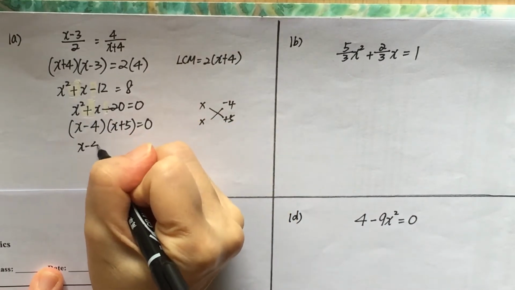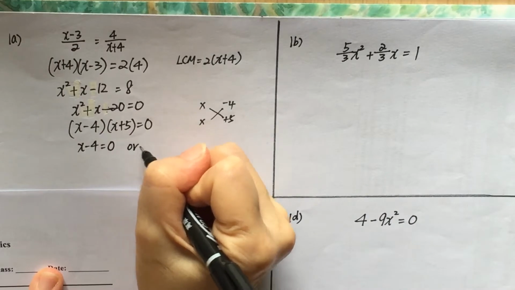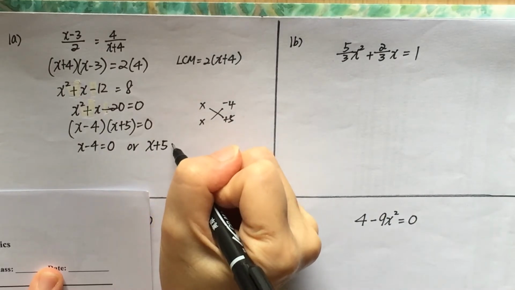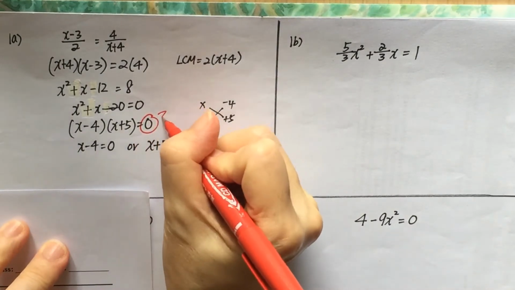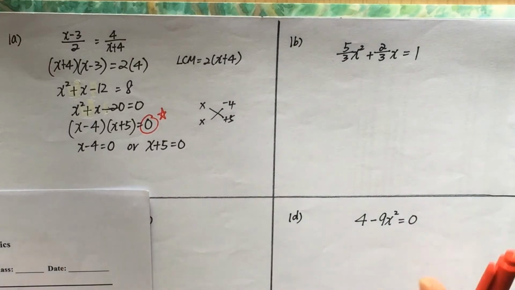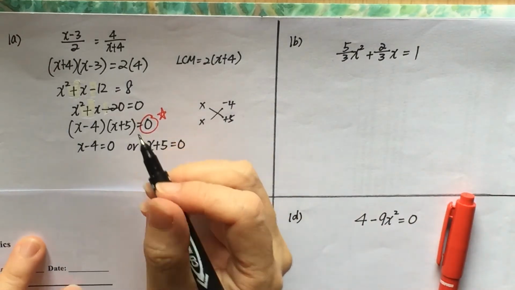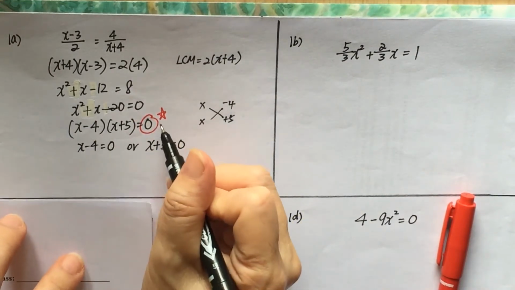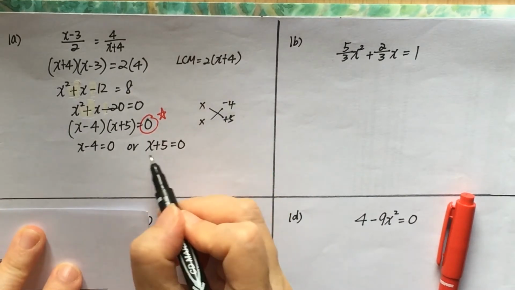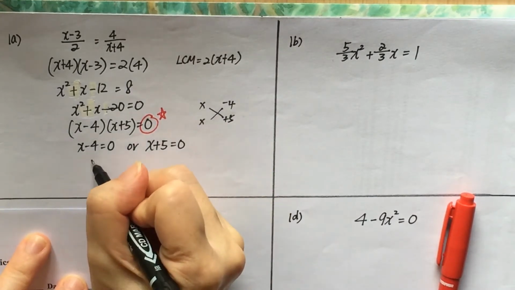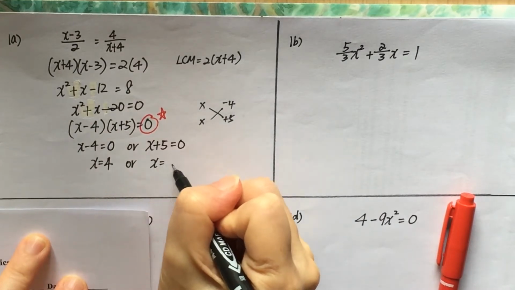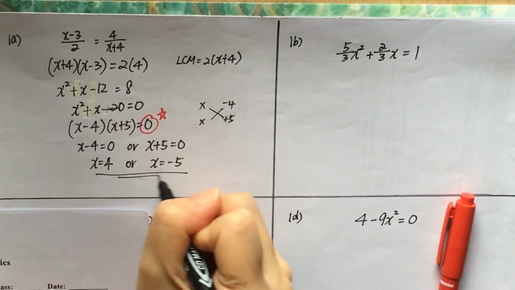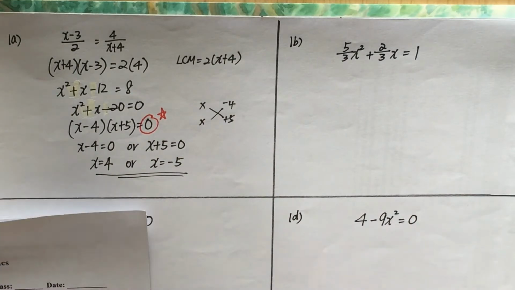So x minus 4 equals 0, or x plus 5 equals to 0. This is by the null factor law. I must always make sure one side is equals to 0. So here the two factors multiply together to get 0, and that means one of them must be equals to 0. So therefore I have x equals to 4 or x equals to negative 5. So these two are my answers for question 1a.